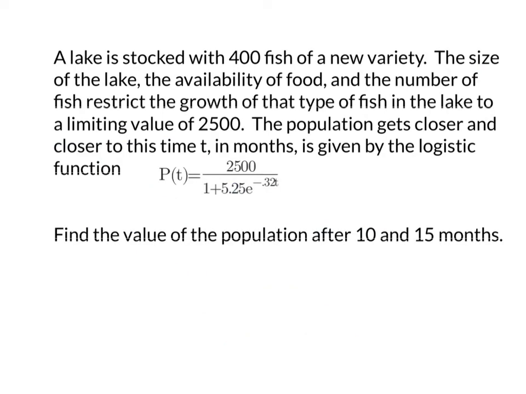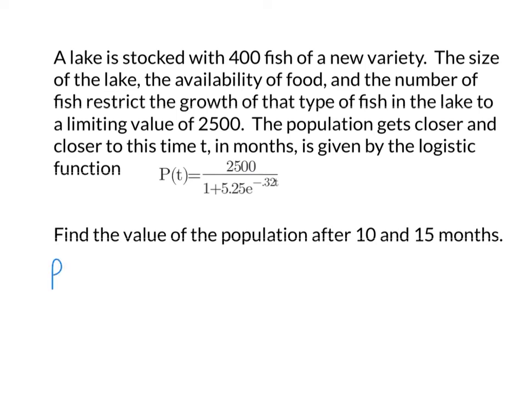All right, this is going to be one of those where it's limited growth. Let's just read it. A lake is stocked with 400 fish of a new variety. The size of the lake, the availability of food, and the number of fish restrict the growth of that type of fish in the lake to a limiting value of 2,500. So the population is going to grow, but never more than 2,500. The population gets closer and closer to this limit over time, T, in months, and is given by the logistic function that I wrote down right there. Find the value of the population after 10 and 15 months. We're going to see if it's reached the peak in 10 months or 15 months.